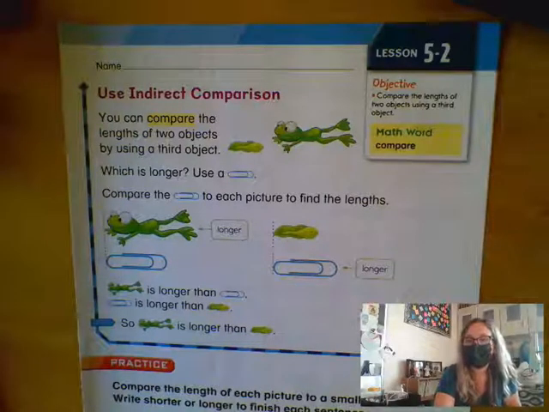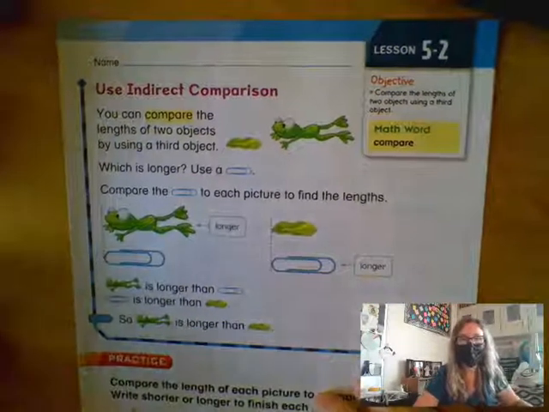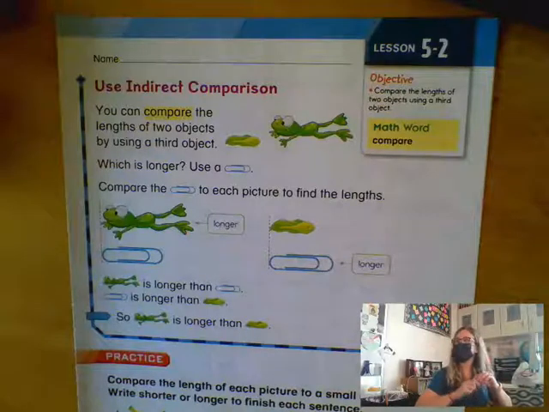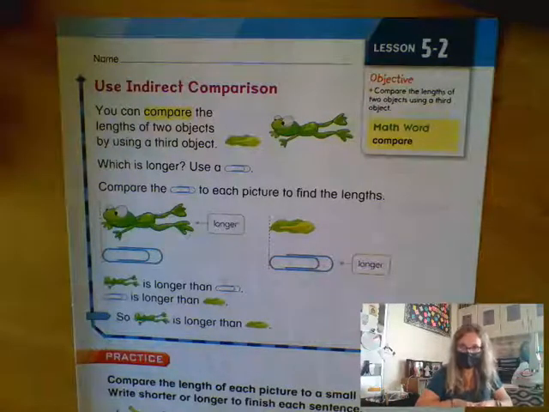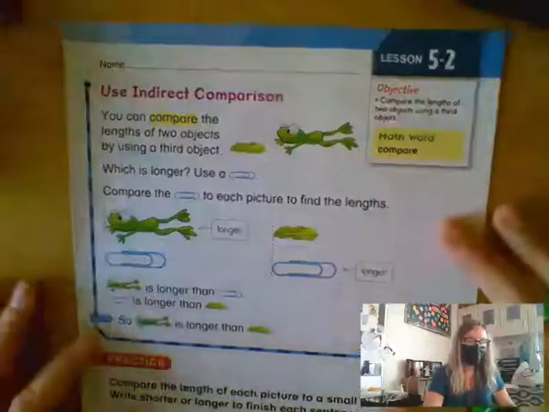Hello friends at home. In this video we will be doing today's math lesson using indirect comparison, and we are beginning on page 167 in our math books. The friends here in the classroom have their books open to page 167, and we will get started.